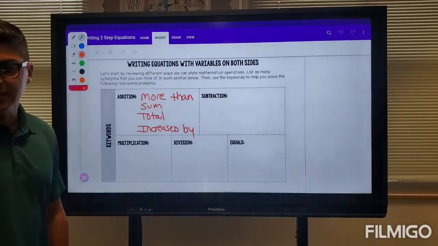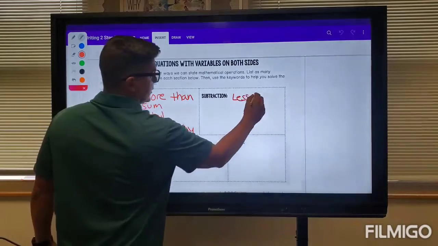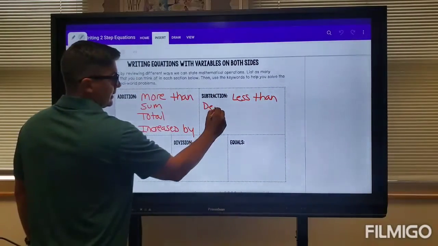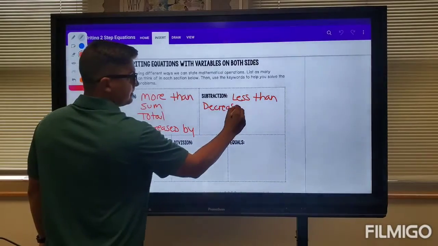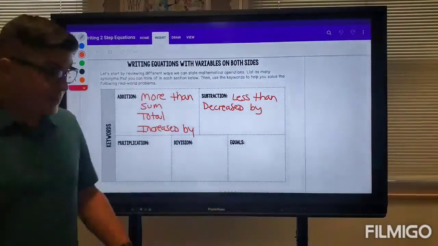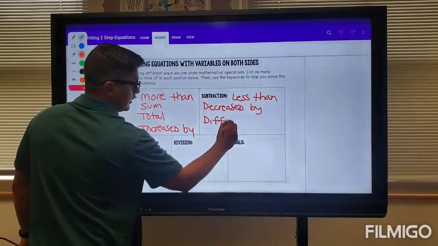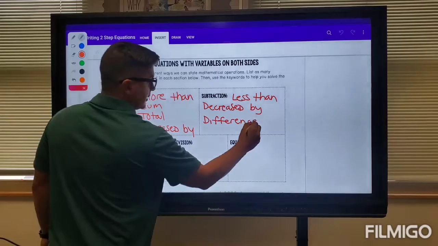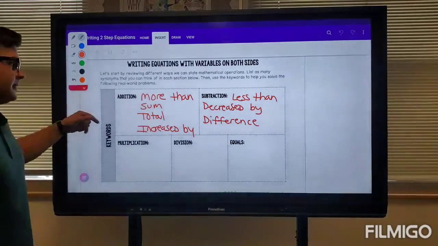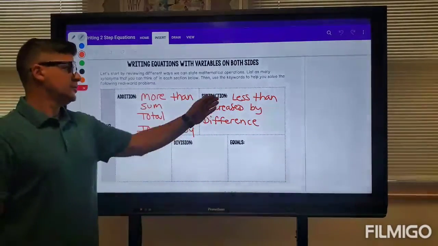If you see any of those in a word problem, we know it's going to be an addition sentence or an addition equation. For subtraction, a lot of times we see "less than," we see "decreased by," okay? "The difference." Those are, I would probably say, the 3 most popular. The difference of 3 and 2, okay? 3 decreased by 2. 2 less than 3.